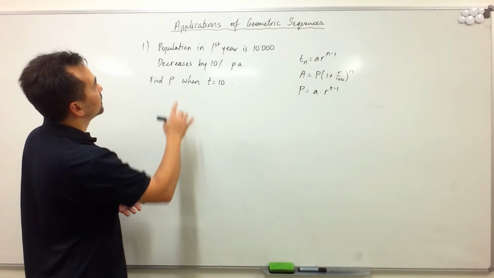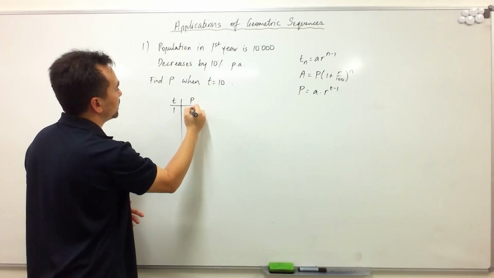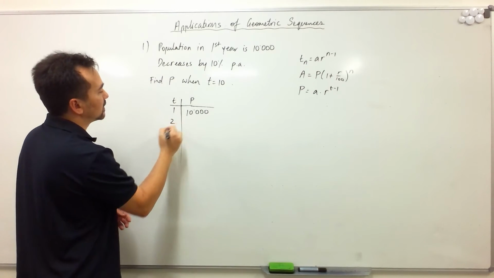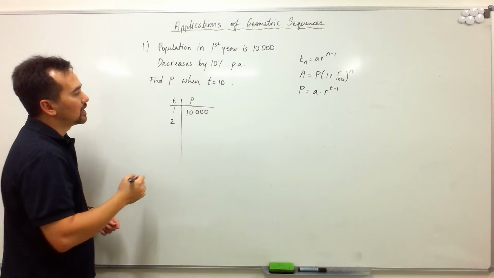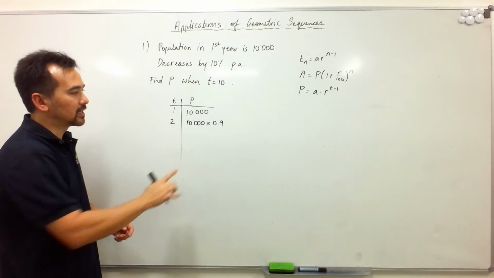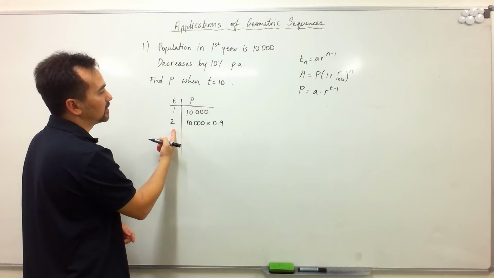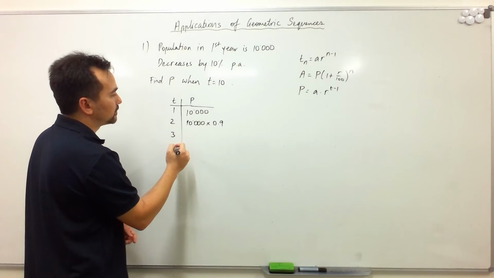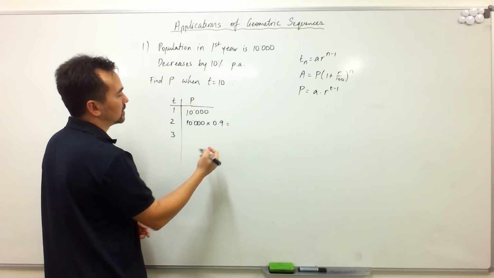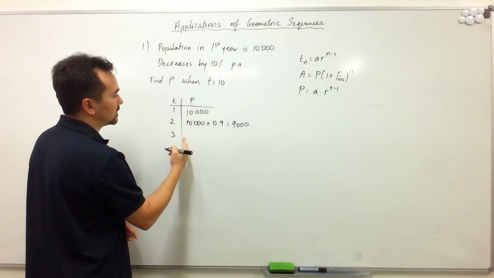So in the first year, we'll call this t, the population was 10,000. So if it's decreasing by 10%, I need to take this 10,000 and times it by 0.9, and I'll get 90% of that 10,000. And that'll tell me what the population is after the second year. In the third year, okay, so let's actually calculate this, and we get, take off 1,000, I'm going to get 9,000.